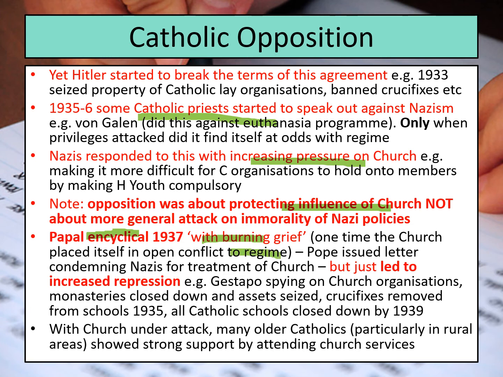In this letter, the Pope condemned the Nazis for their treatment of the Church, hoping that this would lead to the Catholic youth groups being opened again. However, the Nazis just responded with even more repression. They got the Gestapo to spy on church organisations, they closed down monasteries, they seized their assets, they removed all crucifixes from schools, and they closed down all Catholic schools by 1939. Now this upset a lot of Catholics, but not enough for them to place themselves in opposition to the regime. Instead, many older Catholics just showed their support for the regime by continuing to attend church services.